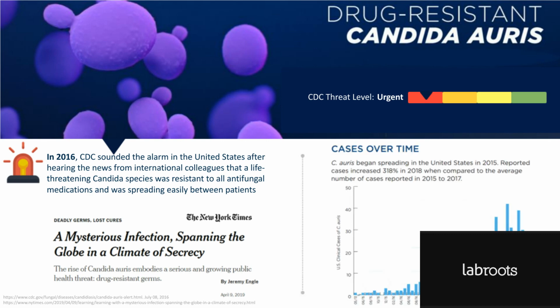Starting in 2015, more and more clinical cases of infections were identified, with a dramatic increase every year. This chart here, which is from the CDC, shows the over 300% increase that occurred between 2015 and 2018.